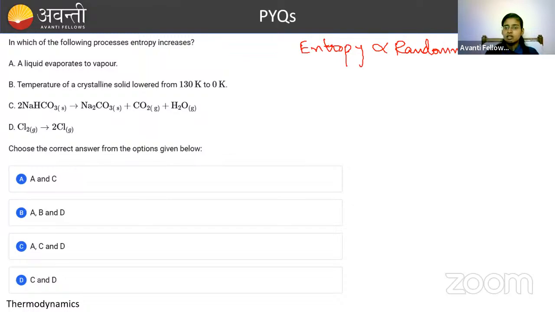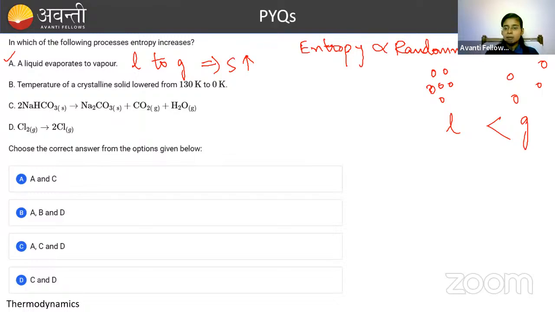So find out, when a liquid is getting converted to vapor, vapor means gas. What will happen? Entropy will increase, right? So in the first case, entropy will increase because randomness will increase. In case of liquid, we have particles near to each other, but in case of gases, they will be very far. So in gas, randomness is more, so the entropy is also more.